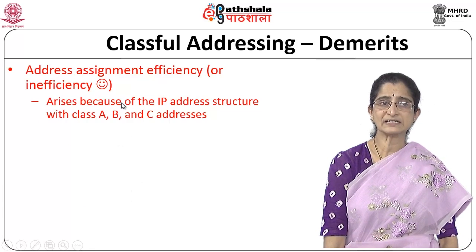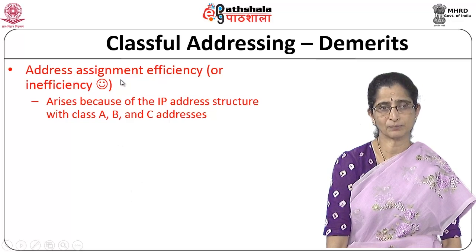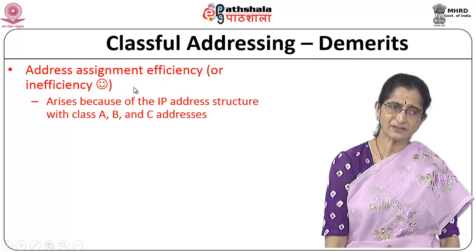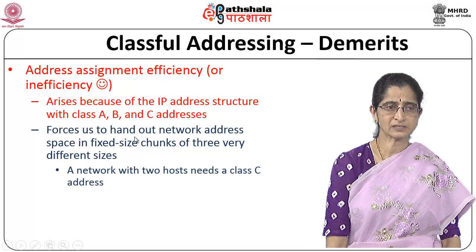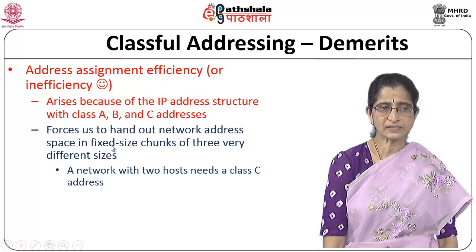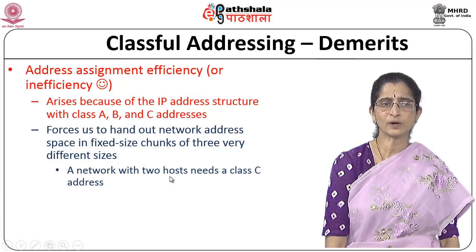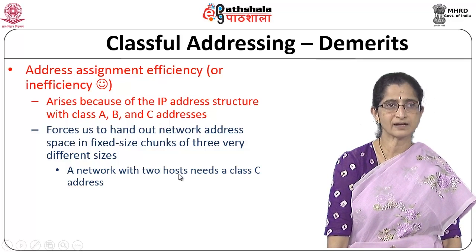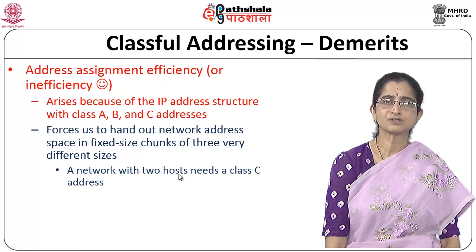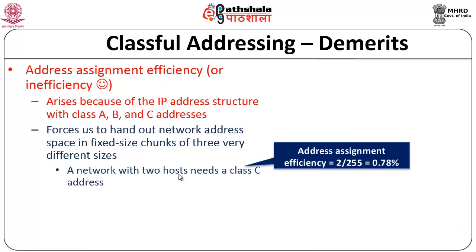Now, to understand the demerits of the exhaustion problem and the inefficiency in address assignment, let us take a look at a simple scenario. Suppose a network requires only 2 hosts, so it requires only 2 addresses. What will it take? It will have to take a class C address, because that is the smallest chunk we get, which has about 256 different addresses. So you have to take a class C network, which has 256 addresses, but you are using only 2 of those. So 2 out of 256 is about 0.78% efficiency.